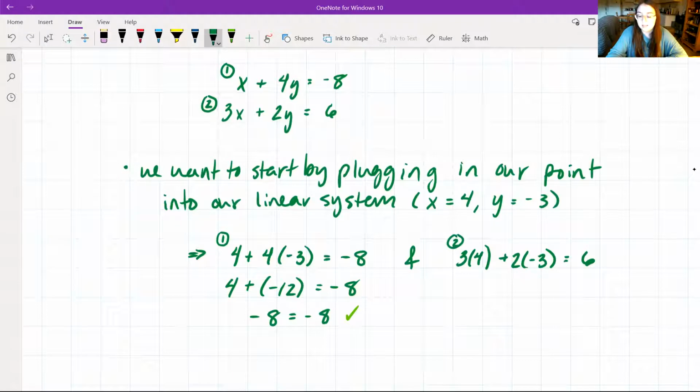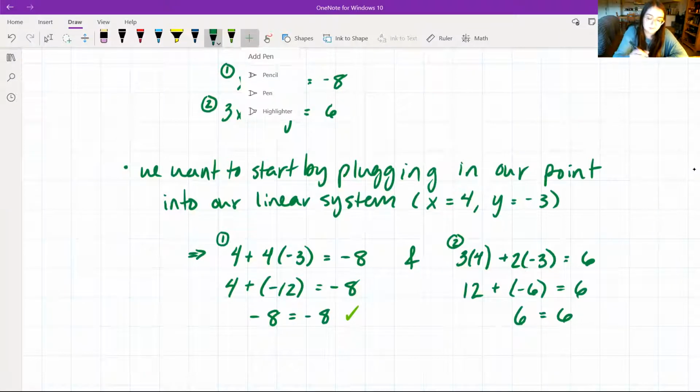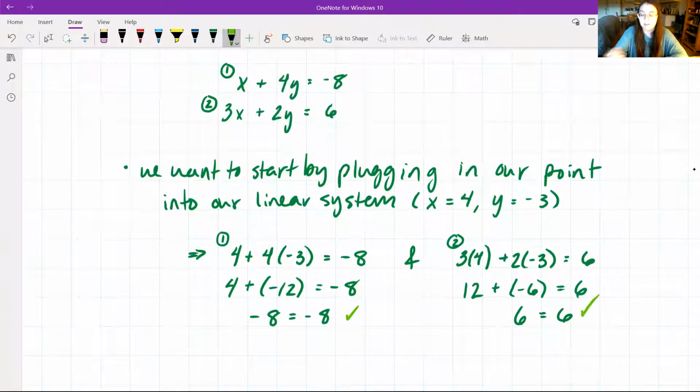So moving on to our second linear equation, 3 times 4 is going to be 12, plus 2 times negative 3 is going to be negative 6. 12 plus negative 6 is just going to be 6, which we say is equal to 6. And this is also correct.